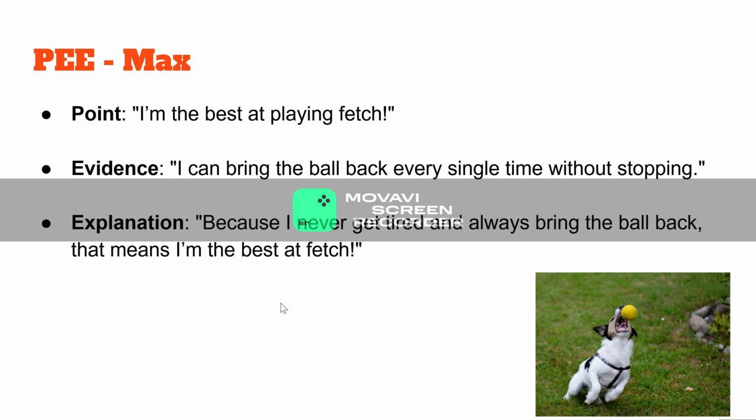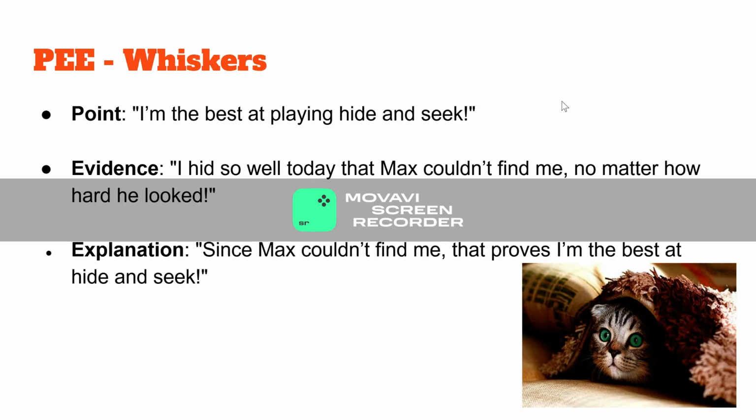Let's continue. Now let's look from Whiskers' point of view, where she claims she is best at playing hide and seek. She says that she hid so well today that Max couldn't find her, no matter how hard he looked. Since Max couldn't find her, that proves she is the best at hide and seek.